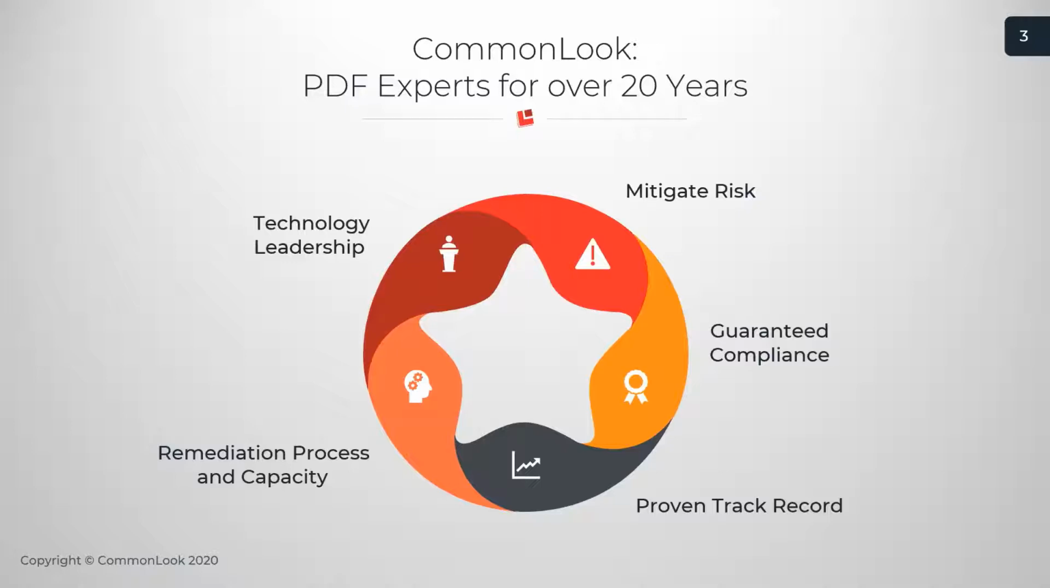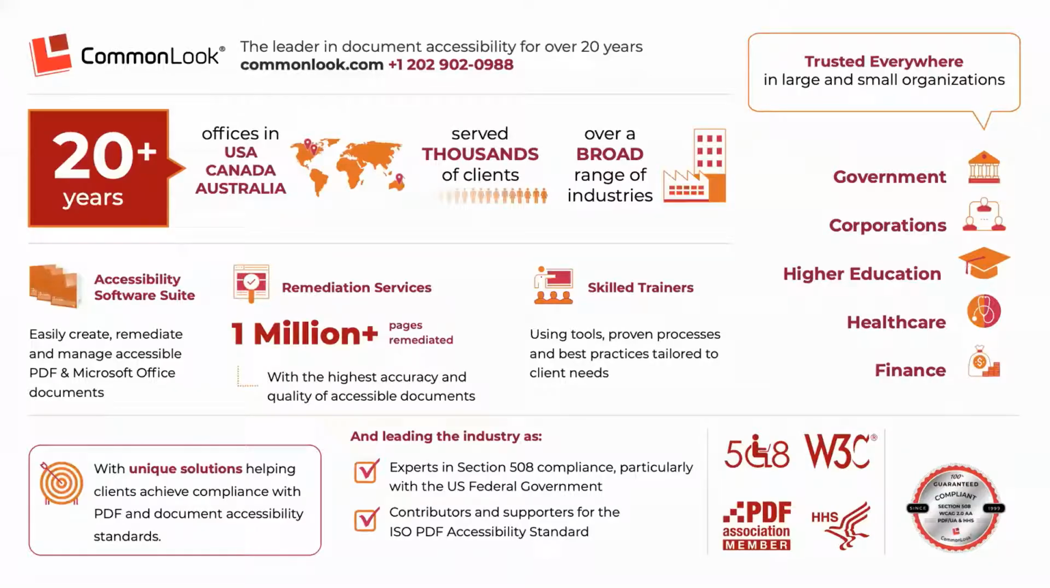On our next slide, I want to note that with offices here in the United States, Canada, and Australia, Common Look has served thousands of clients in many industries. We work with about 70% of the federal government, the VA, CDC, FDA, just to name a few, and numerous corporations. In higher education, we have prestigious institutions like Yale utilizing our remediation services. In healthcare, we have Blue Cross Blue Shield. In the financial sector, we're working with companies like Bank of America. Our solutions and services are really tailored to our clients' needs, and that's why we're recognized as the industry experts in Section 508. Common Look has been a huge supporter and contributor for the ISO PDF accessibility standard.